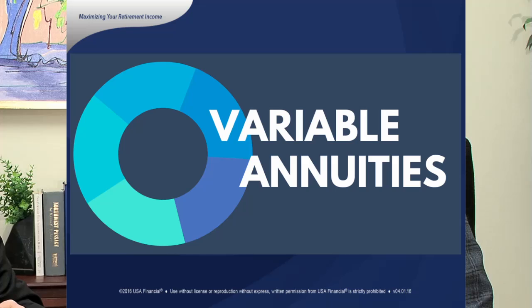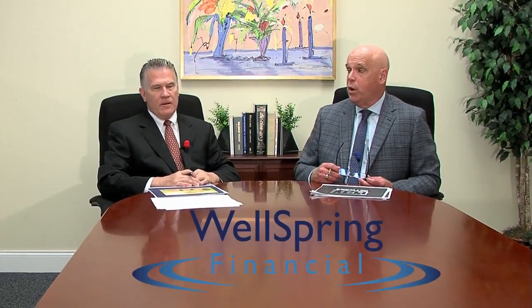And then you have variable annuities, and variable annuities are popular because there's an investment feature to them. You're investing in what they call sub-accounts, and the sub-accounts are either stocks or bonds or some combination of stocks and bonds, and there is risk to principal on those.